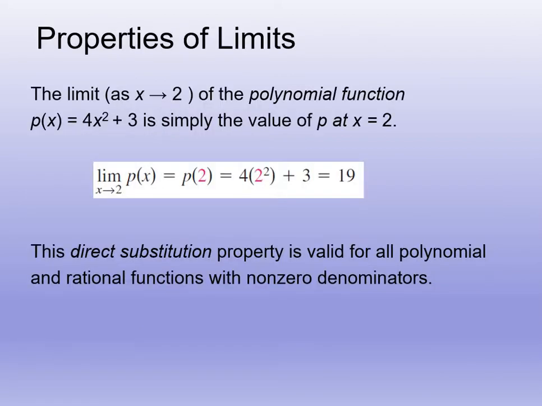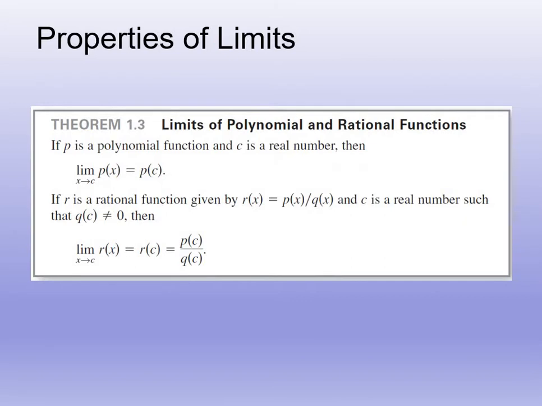So whatever we get for that polynomial, we can directly substitute in. If we have the limit as x approaches 2 of p of x, and p of x is 4x squared plus 3, we're simply substituting in the 2, just like what I talked about. Direct substitution is valid for all polynomial and rational functions with non-zero denominators. Very important there, non-zero denominators as we go through this. So let's keep moving.